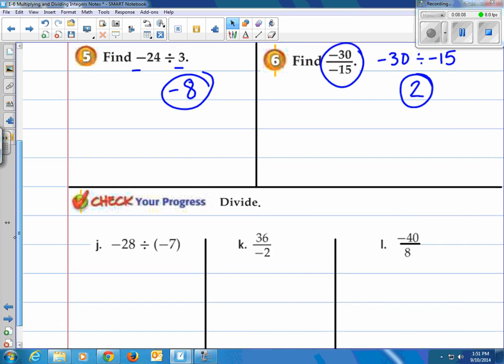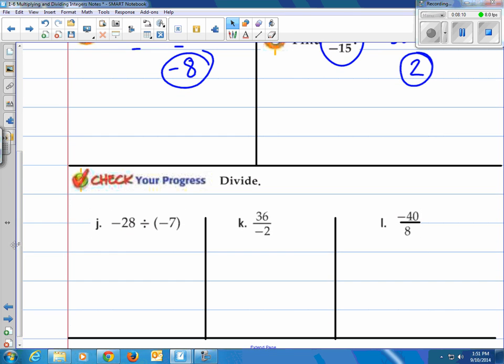How about you check yourself down here on these 3 problems? Stop the video and write them down. Come on back when you think you have the right answer. Here's J. -28 divided by -7. 2 negatives, when divided, will give you a positive answer. So therefore, all you have to do is do 28 divided by 7. 28 divided by 7 is 4. And again, the 2 negatives make it a positive.